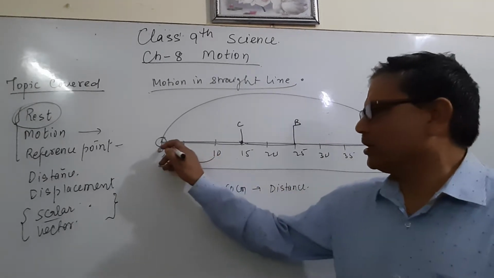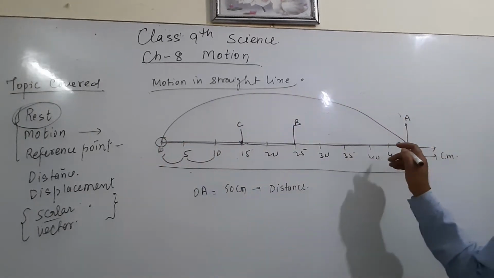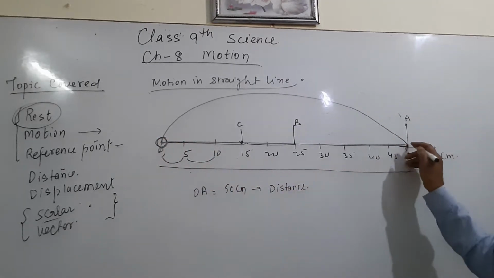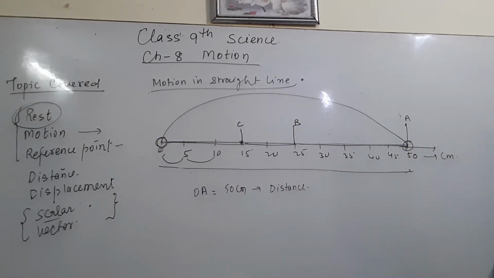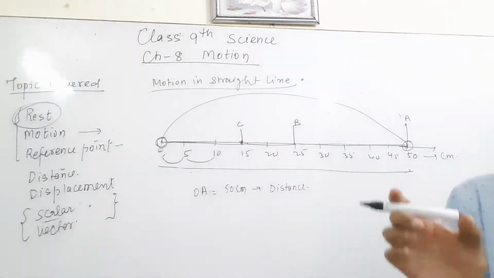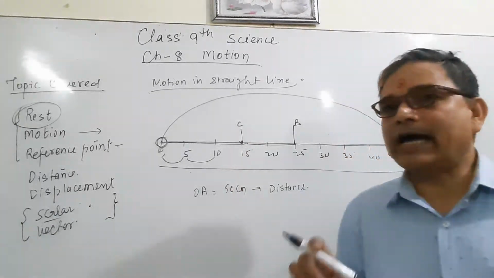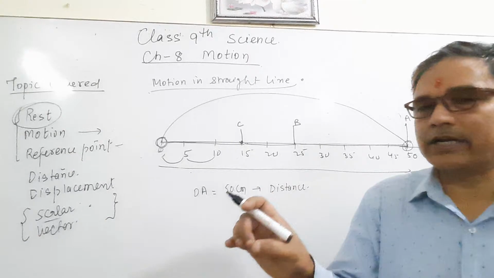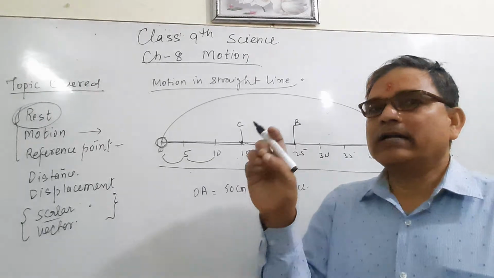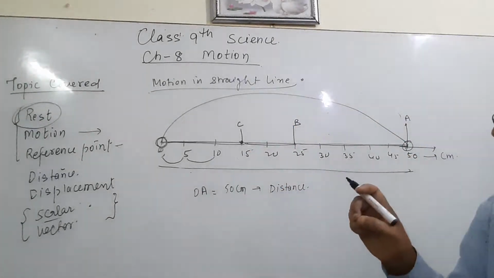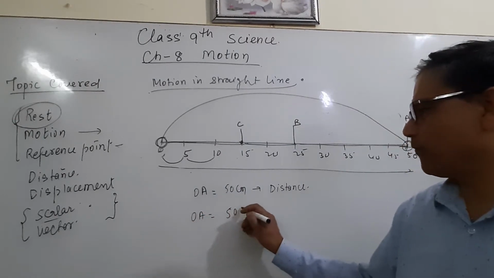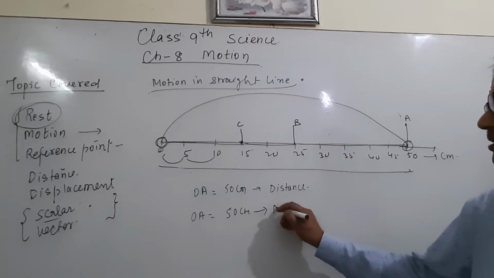Now, from O to A, this is your initial point and this is your final point. If we take the distance between the initial and final point, and that path should be the shortest, which is OA, it is also 50 centimeter. This will be known as displacement.